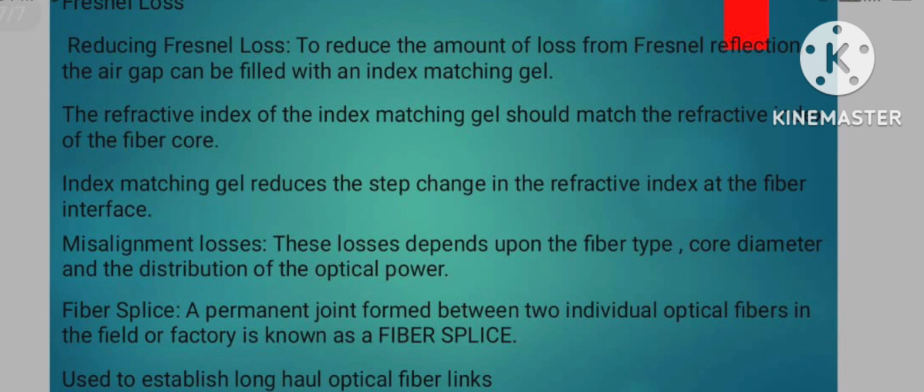These losses depend upon the fiber type, core diameter and distribution of the optical power. Misalignment losses occur if the alignment in the joints is mismatched. The diameter of the core and the numerical aperture are taken into consideration to reduce misalignment losses. Finally, fiber splicing is a permanent joint formed between two individual optical fibers, and this is an important parameter. Fiber splicing means joining two optical fibers in a permanent joint. There are two main classifications: one is fusion splicing and the other is mechanical splicing.